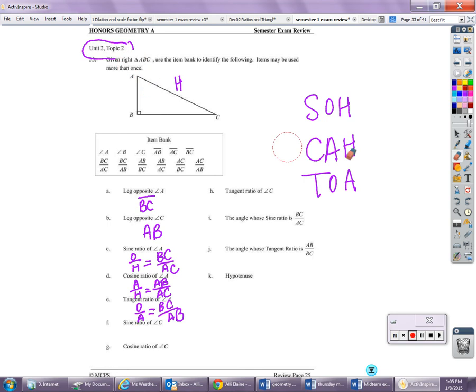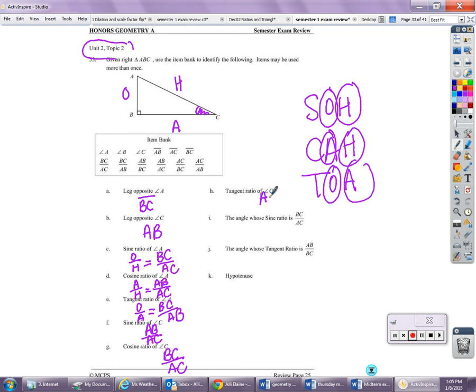Alright, that's all for angle A. Now they're changing for angle C. So for angle C, this is the opposite, making this the adjacent. And hypotenuse again doesn't change. So the sine would be opposite over hypotenuse. So AB over AC for the hypotenuse. Cosine, adjacent over hypotenuse. BC over AC. Tangent, opposite over adjacent. AB over BC.